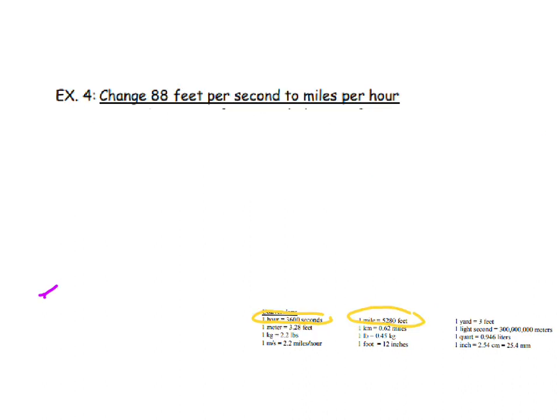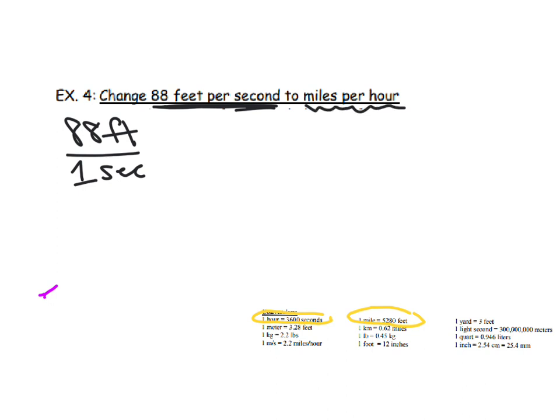All right, so the last example we have: change 88 feet per second to miles per hour. So we're starting with 88 feet per second. Notice this one's going to have a unit in our numerator and in our denominator. So 88 feet per second means over 1 second. Now we want to end up in miles per hour, so we have 2 different units here that we need to change. So I'm going to try to get rid of the feet first.